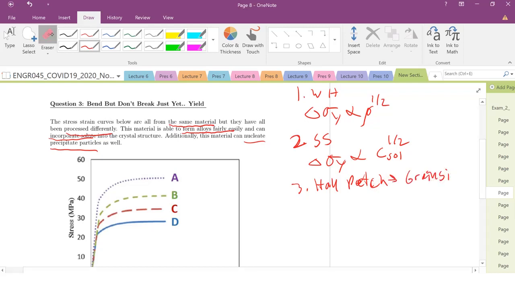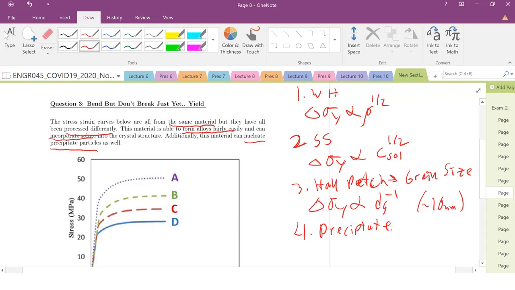So grain size. And we saw that the change in the yield stress is proportional to d_g to the -1. This holds up until a grain size of approximately 10 nanometers. After that, it does not hold for smaller grain sizes. And then finally, we had precipitate.